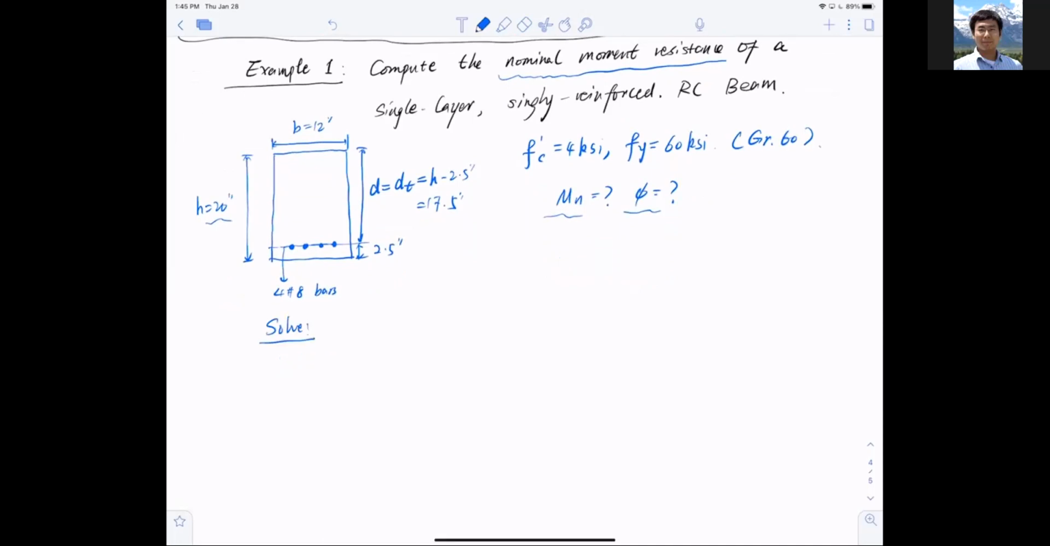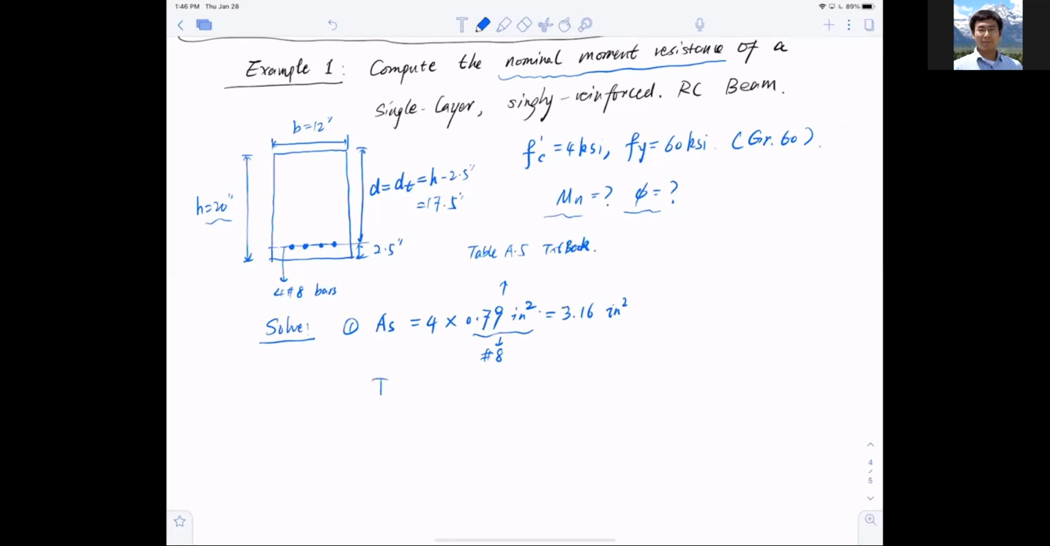Now I want to go through several steps. First step, I want to find the area of steel. I have 4 number 8 bars, and each number 8 bar has an area of 0.79 inch squared. If you forgot, please find Table A5 in your textbook. Each bar is 0.79 inch squared, and I get 3.16 inch squared of total steel.